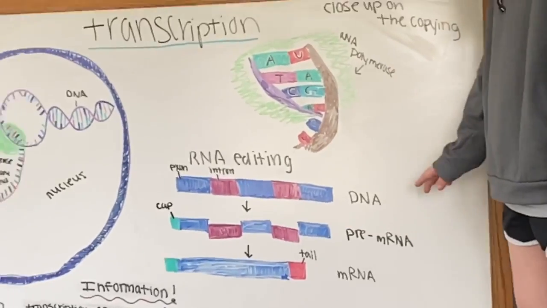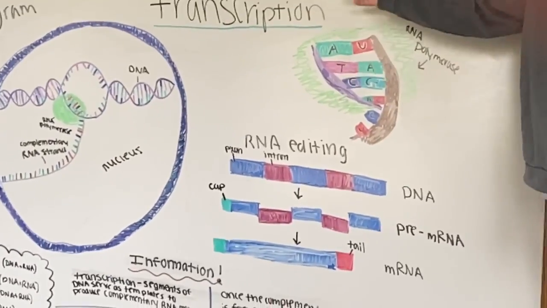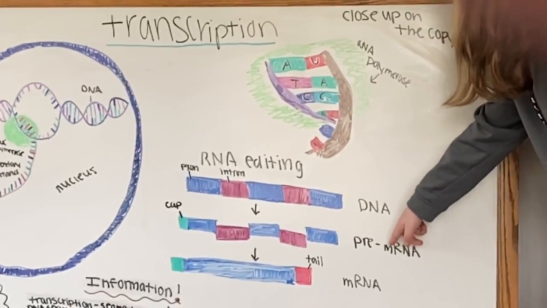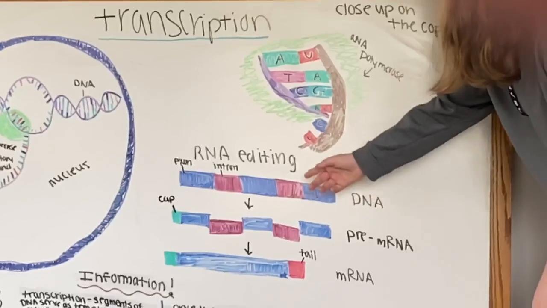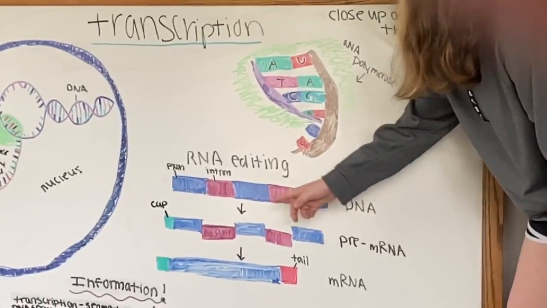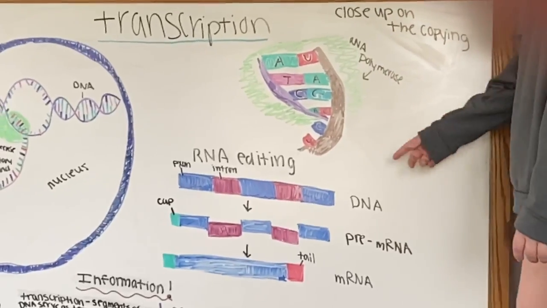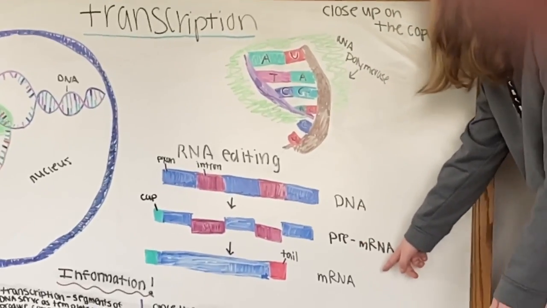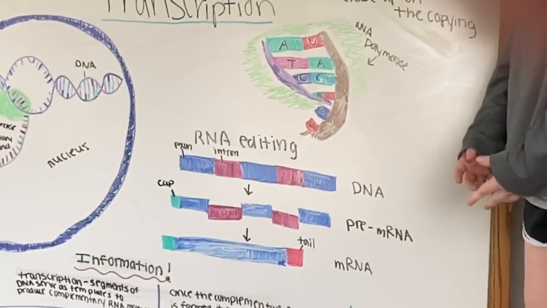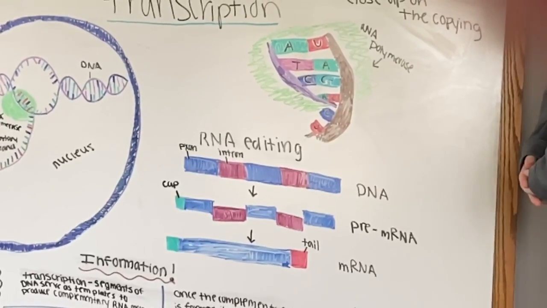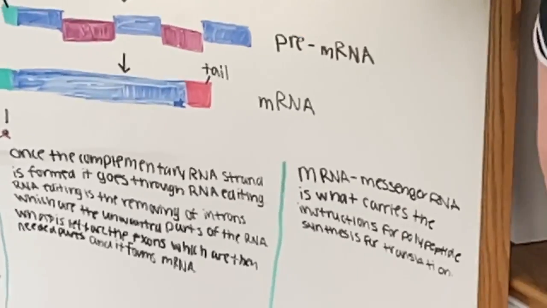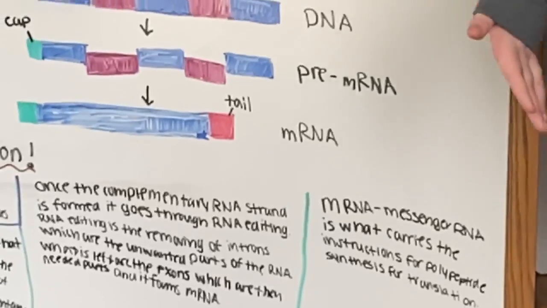So how this works is it starts as DNA, and then as it's going through this process, it goes into what is called pre-mRNA. The introns are removed, and caps are added on. And then after this process, it turns into mRNA, which will be used in translation. It is messenger RNA, which is what carries the instructions for the polypeptide synthesis in translation. And that's it for this board.